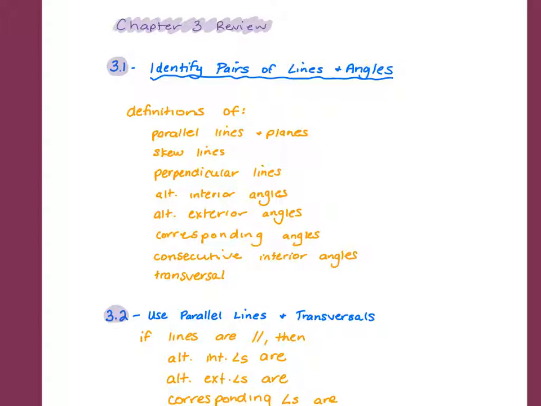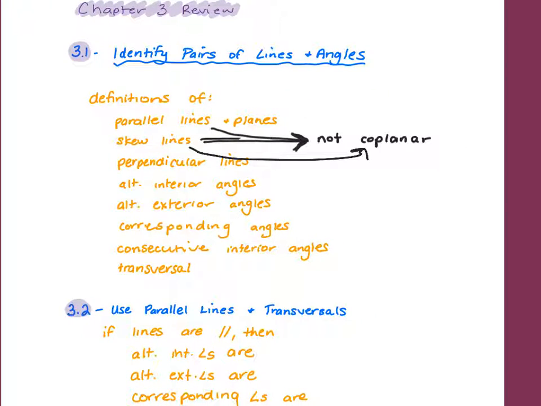So what's the difference between skew and perpendicular? Skew is not coplanar is the biggest difference. They have to be on a different plane. I'm sorry, not skew and perpendicular. Skew and parallel is what I meant to compare. They both don't intersect, but skew lines are not coplanar.